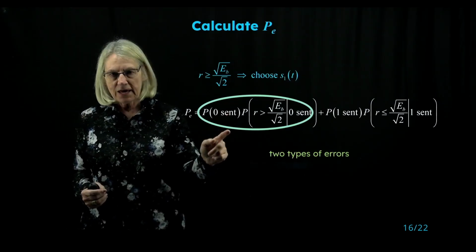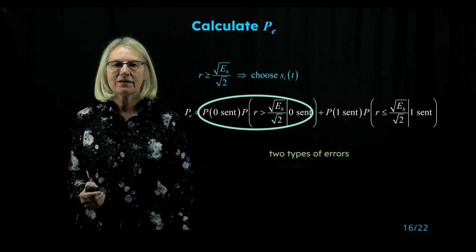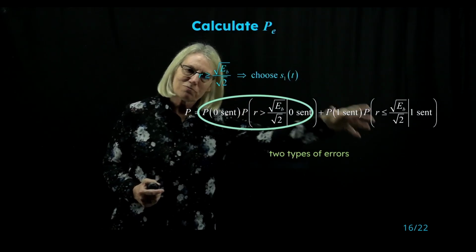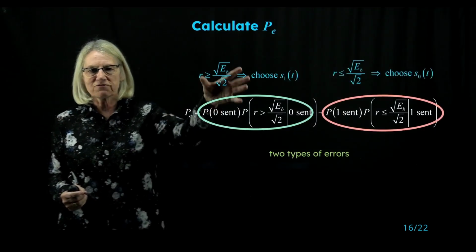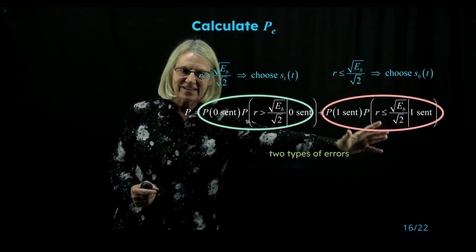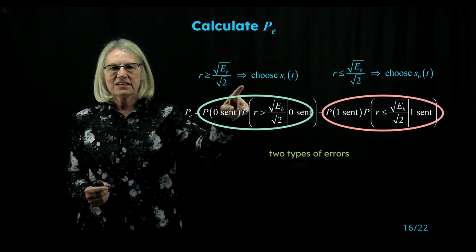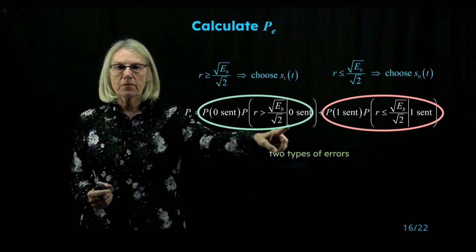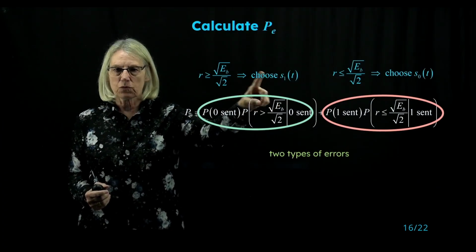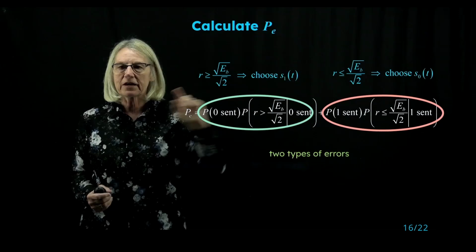So here we have the first type. There are two parts to this sum. The first one is the first type of error. The second one is really the second type of error. I've chosen 1, but it's an error because a 0 was sent. And the reason I chose a 1 was because R happened to be bigger than this threshold.